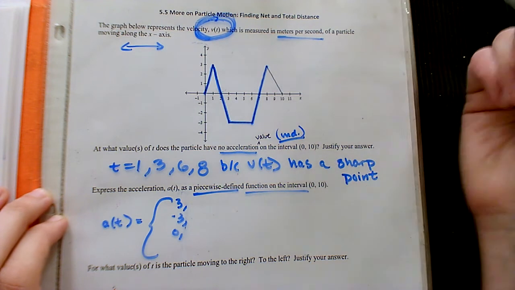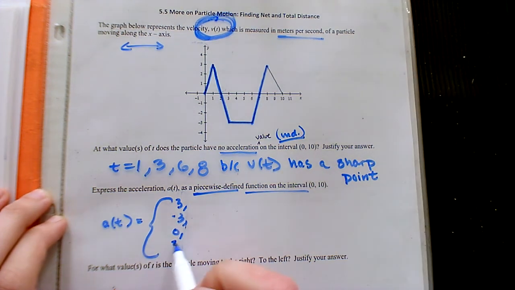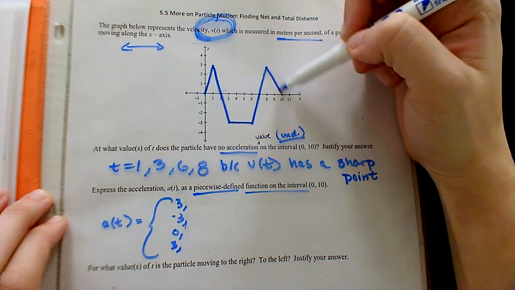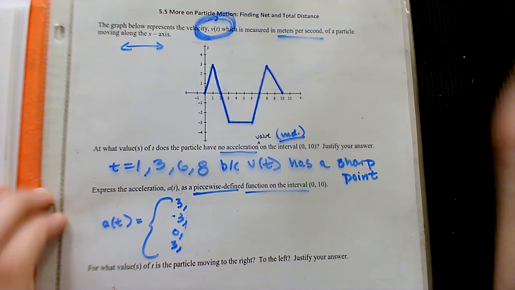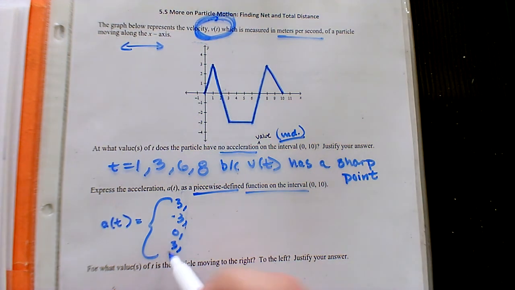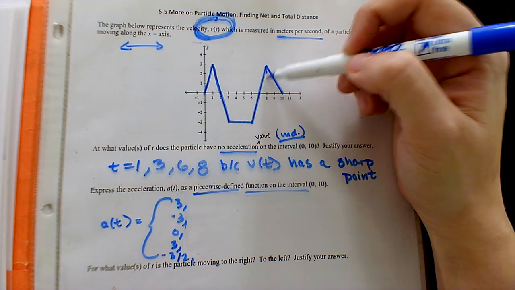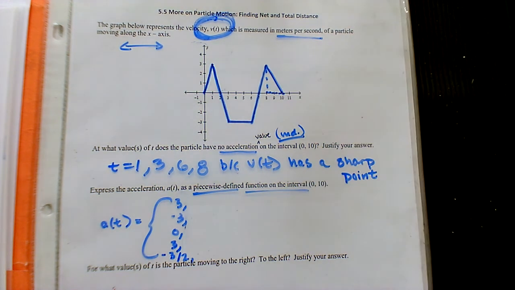Next line, positive 3. And then the last one, negative 3 over 2. You go down 3 units, right 2 units. Okay, so we can find the individual slopes, but piecewise functions have a second part to them where you have to kind of write the intervals where that shows up.